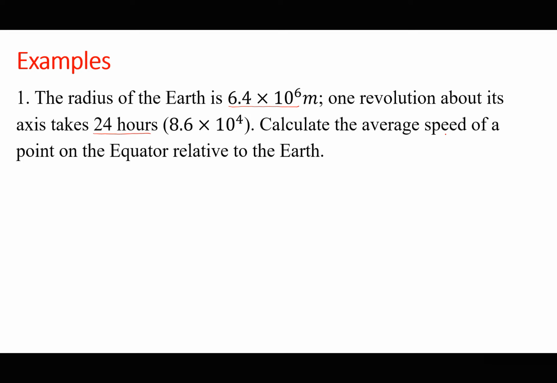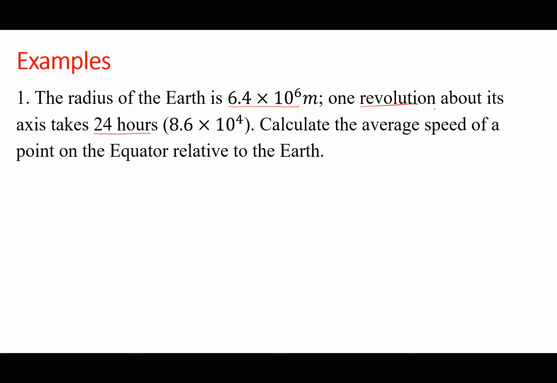So we want the average speed. They have given us the radius. That means they have not given us the distance. But of course, this is a revolution, so it is making one complete cycle about the center. So calculate the average speed of a point on the equator.